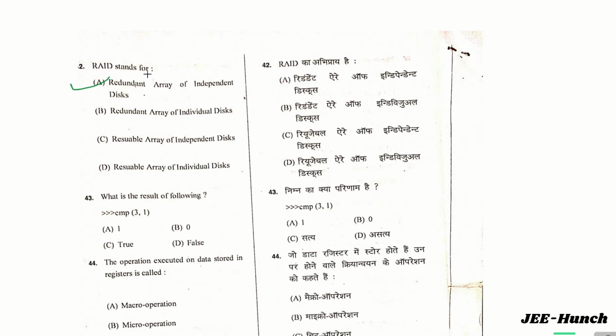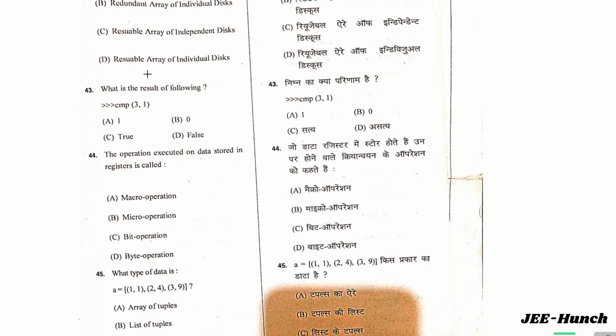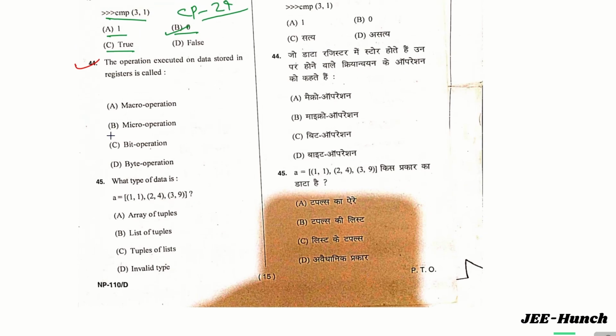Next, what is the result of the following? I can say that the result is A1, B0, and C true. So option number B is correct. 44. The operation executed on data stored in registers is called micro operations.